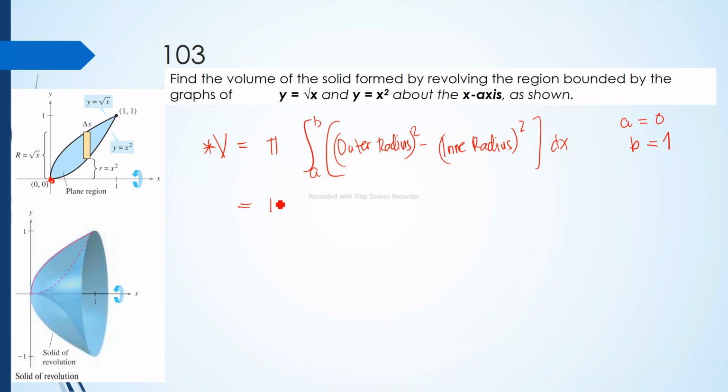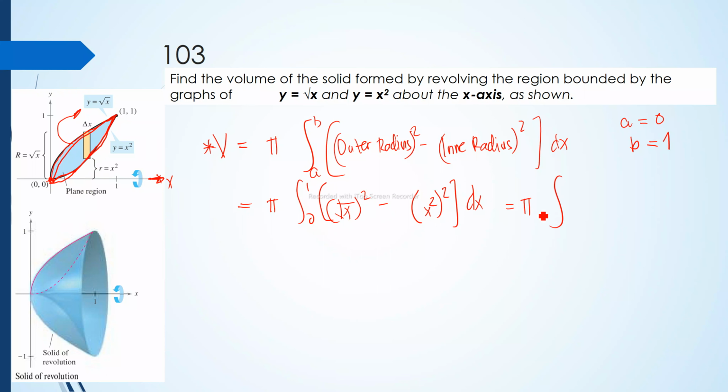So we just substitute that. We have pi times the integral of, what is our outer radius? This is our axis of revolution along the x. Our outer radius is the function represented by this outer curve. The equation of this outer curve is y equals square root of x. So that is square root of x squared minus the inner radius. Our inner radius is the function represented by this curve, which is just equal to x squared. So x squared, squared, dx from 0 to 1.